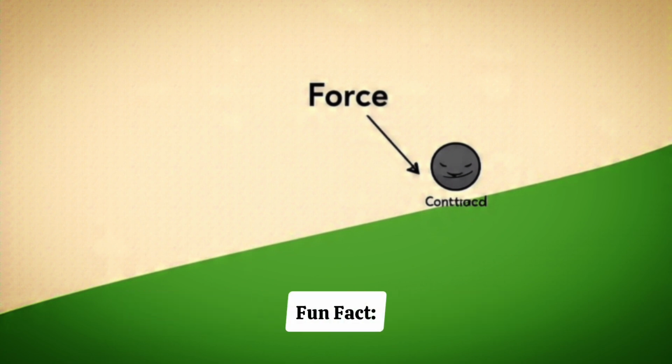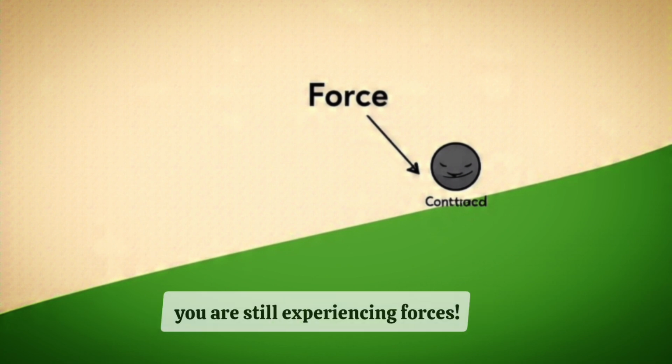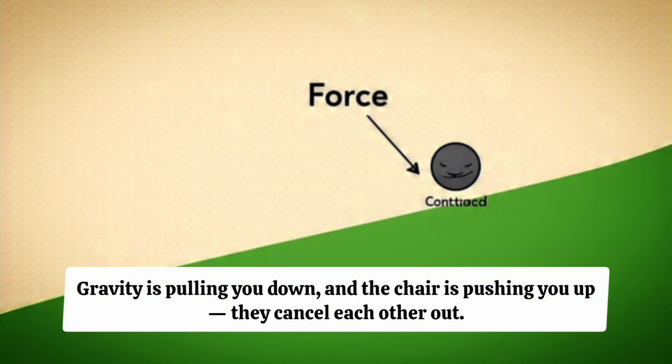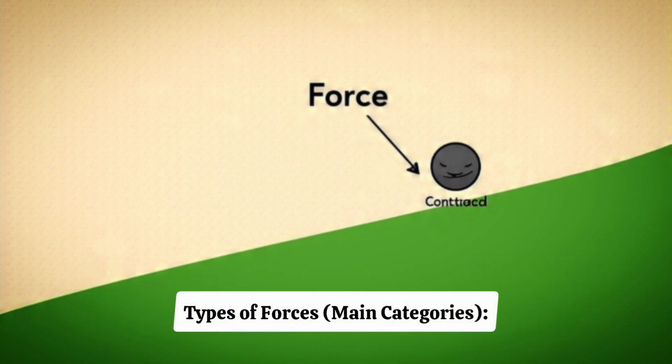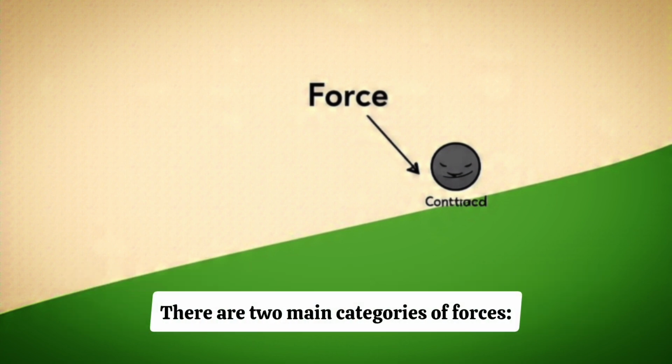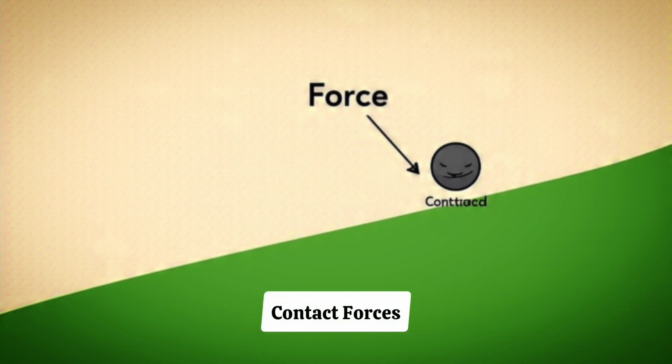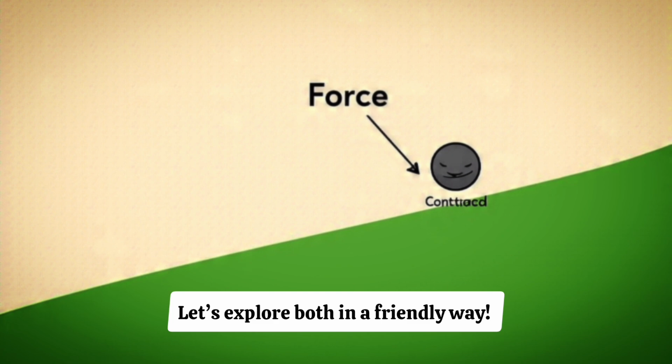Fun fact: if you are sitting and not moving, you are still experiencing forces. Gravity is pulling you down, and the chair is pushing you up. They cancel each other out. Types of forces. Main categories. There are two main categories of forces: contact forces and non-contact forces. Let's explore both in a friendly way.